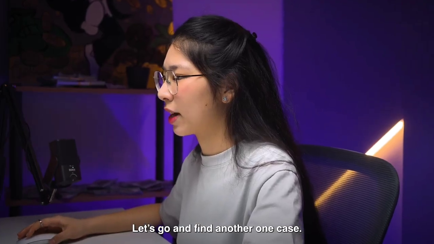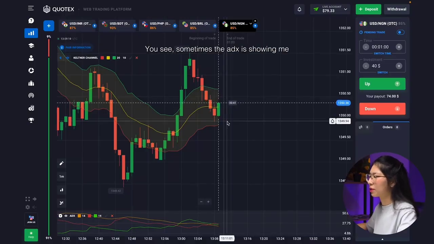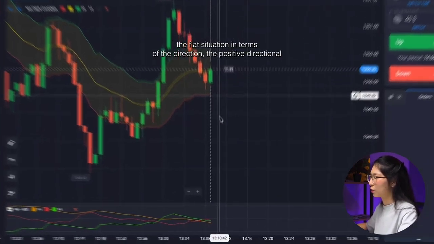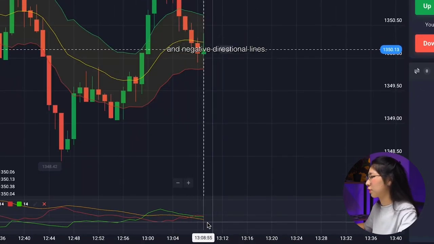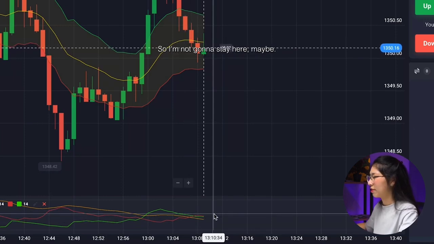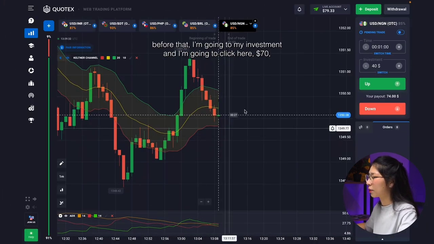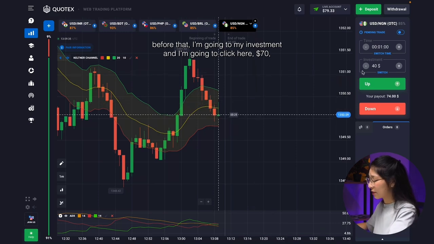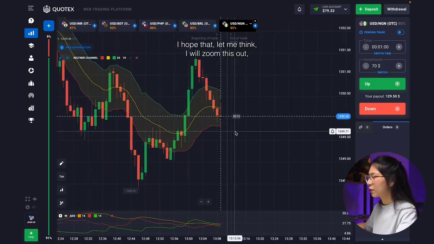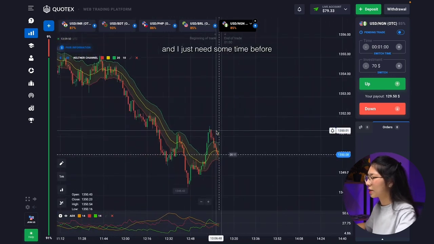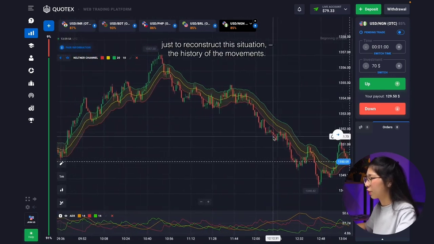And let's go and find another case. So good, perfect situation. You see sometimes the ADX is showing me a flat situation in terms of the direction, the positive directional and negative directional lines. I'm not going to stay here maybe, and maybe I should have some time, but before that I'm going to my investment. I'm going to click here $70. Let me think. I will zoom this out, and I just need some time to reconstruct the situation, the history of the movements.